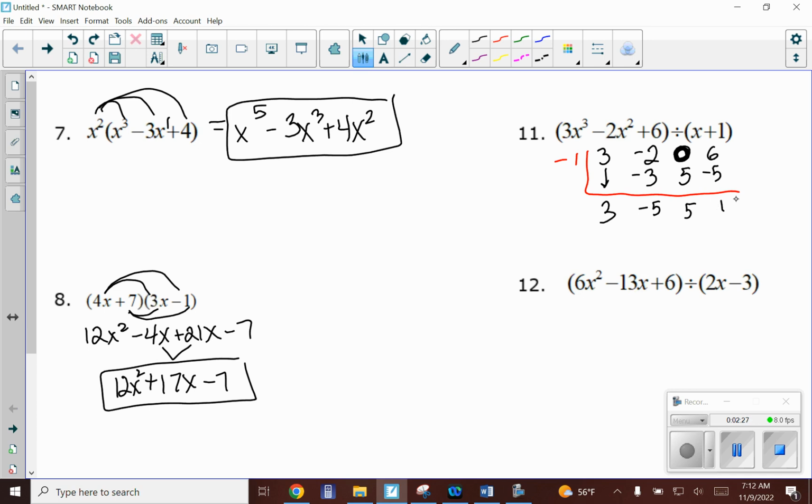To put the letters back on, you just lower the exponent by 1. So this is 3x squared minus 5x plus 5. And then this last term here, this is going to be your remainder. And when you have a remainder, you put a plus. You put that remainder on the top of the fraction, and then you put whatever you were dividing by down at the bottom. So that right there is our final answer.